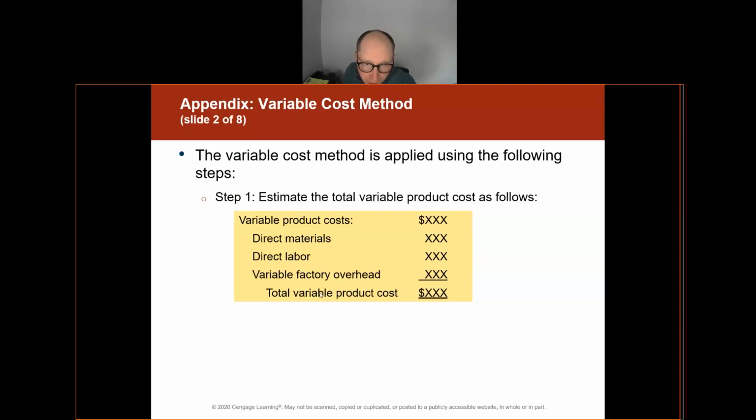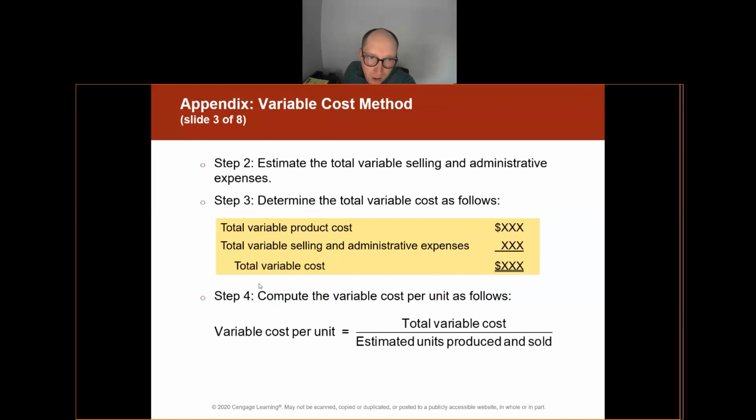And under this method, we have direct materials, direct labor, and variable factory overhead to get you total variable product cost. It's the same exact principles that we learned in the previous chapter. Estimate the variable selling administrative expenses. Second step. Third step, determine variable selling cost. We take total variable product cost plus total variable selling administrative expenses to get total variable cost. Step 4, total variable cost divided by estimated units of production.